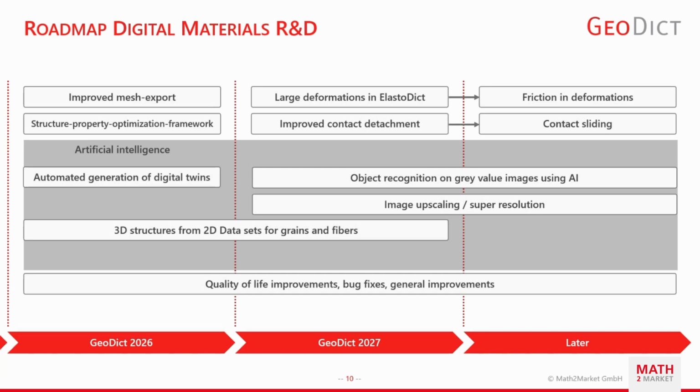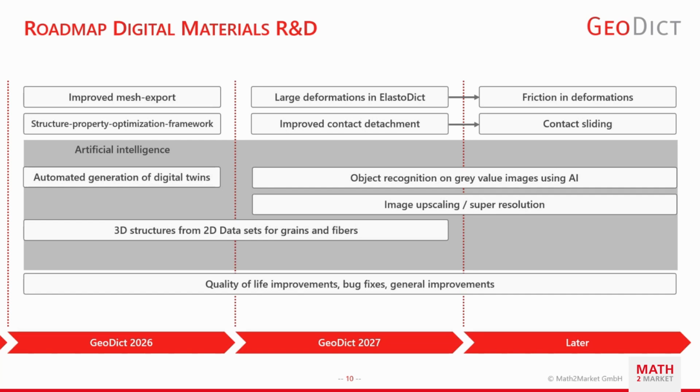And a topic that we will also work more on is automated generation of digital twins from not having all kinds of data that you need probably. So if you have a limited data set, how can you still get to a nice 3D model of the data that you have? And covering a little bit the years between GeoDict 2026 and 2027, we will be looking at how to generate 3D structures from available 2D data sets for grains and fibers.